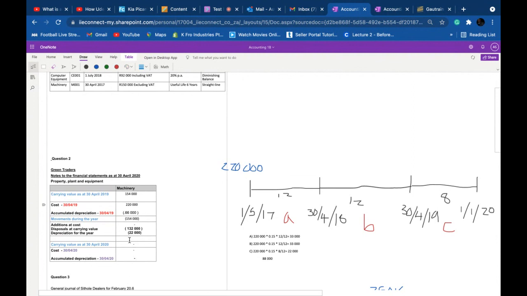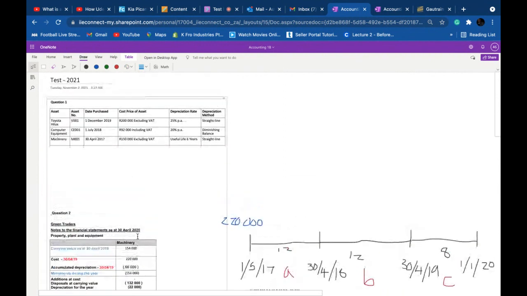Okay. So this is what your question 2 was supposed to look like. Some of you even just left it blank because you did not know what was going on over here. Okay, at least now you know. So do practice this. Be prepared for it if it comes in the exam.